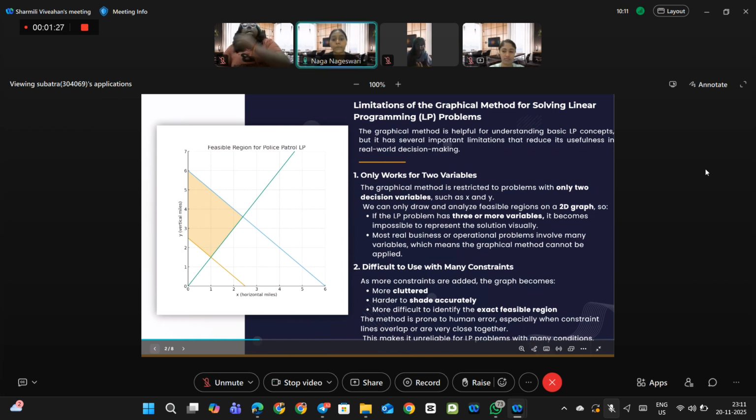The second limitation is that the method becomes harder to use when there are many constraints. As more constraint lines are added to the graph, the diagram becomes messy, difficult to read, and prone to shading mistakes. It becomes challenging to identify the feasible region correctly, especially when lines intersect closely or overlap. Next.